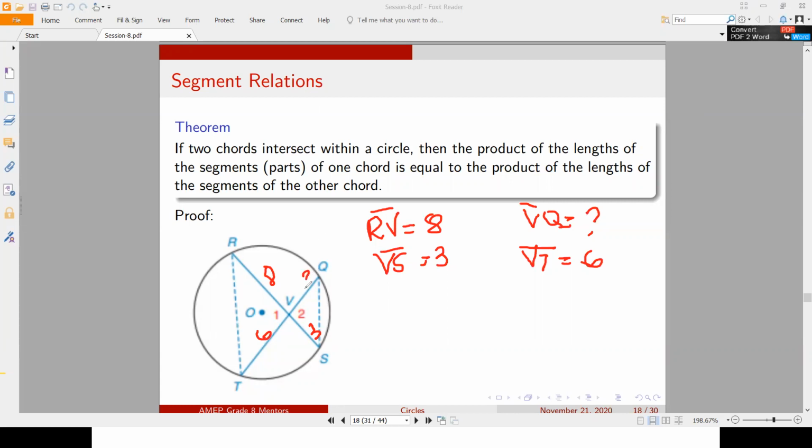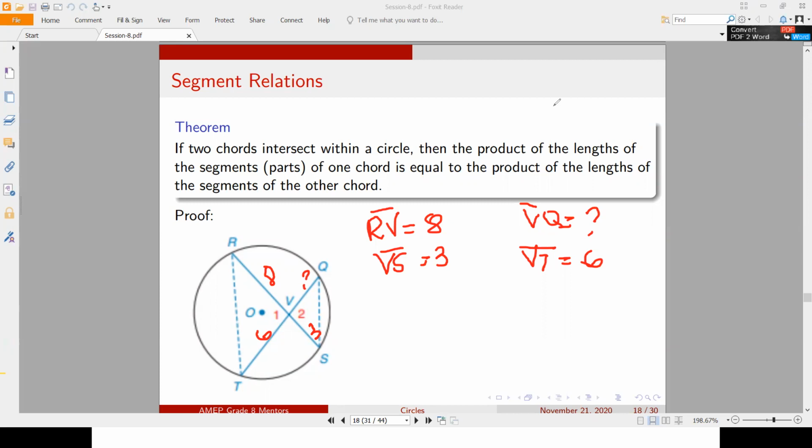Okay? Sabi ko sa theorem na to, if the chords intersect within a circle, then the product of the lengths of the segments of one chord is equal to the product of the lengths of the segments of the other chord. So, hahanapin muna natin, ano yung unang chord? Bigyan nyo nga ako ng chord na nakita natin kanina. Chord RS po, sir. So we have the chord RS. Anong mga line segment ang bumubuo sa RS? Segment RV po. Segment VS. Correct. We have the segment RV and the segment VS.